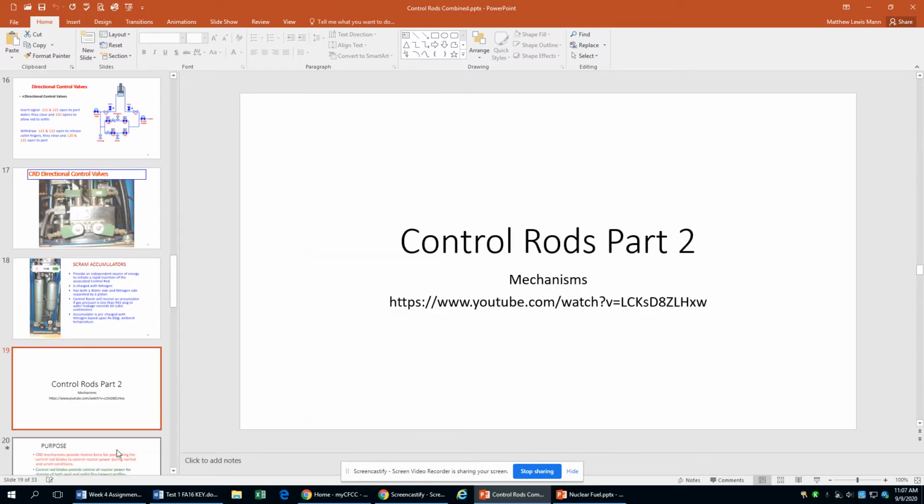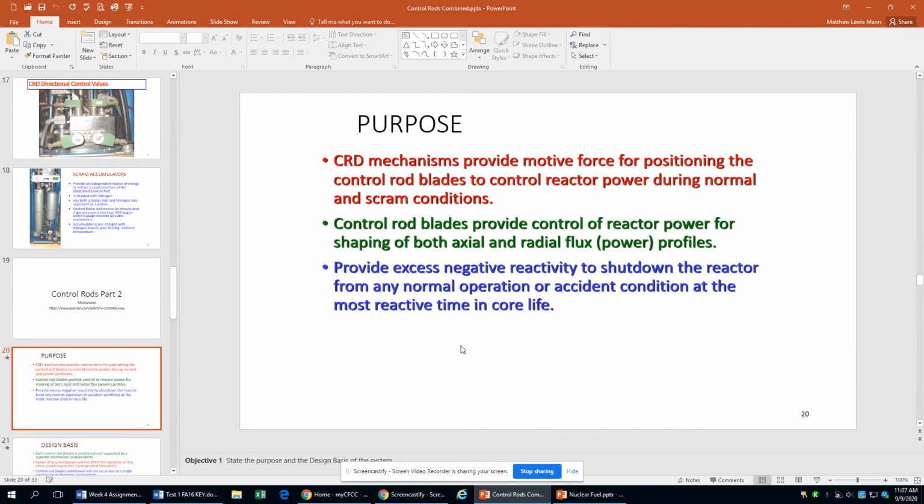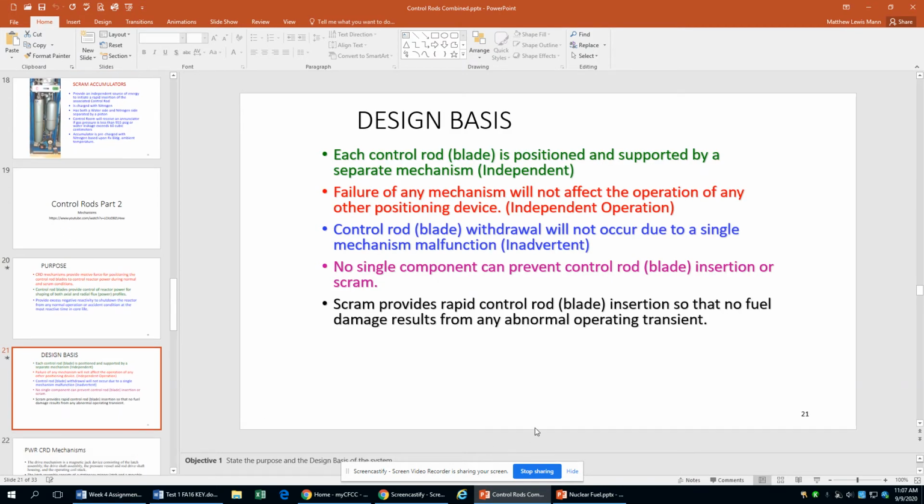So now let's look at the CRD mechanisms, and here is one of the videos that I want you to watch. And again, it'll help you out a lot with understanding what we're actually looking at here. So the CRD mechanisms are giving us the motive force for moving the control rods around. So we just talked about the hydraulics in a BWR, so now we're going to look a little bit more at the electrical system in a PWR.